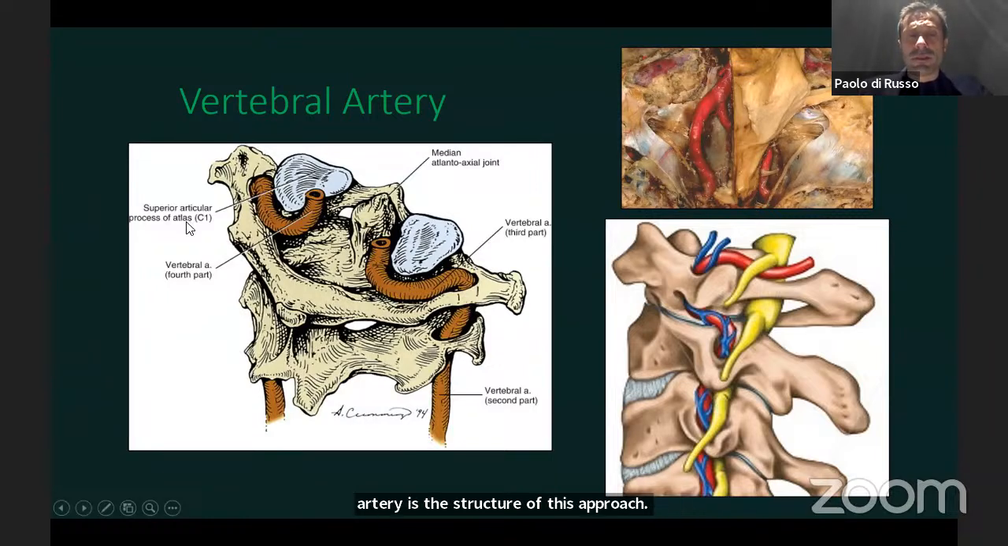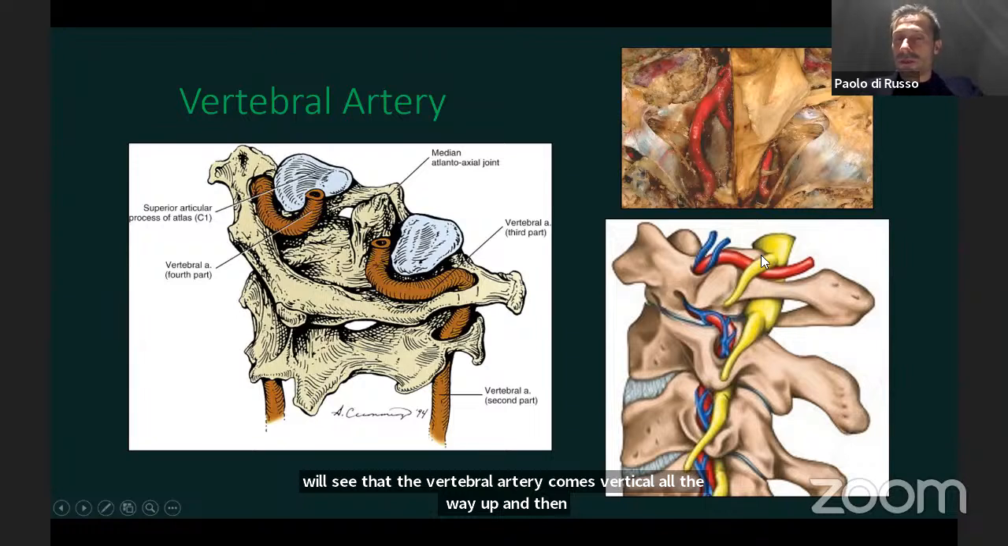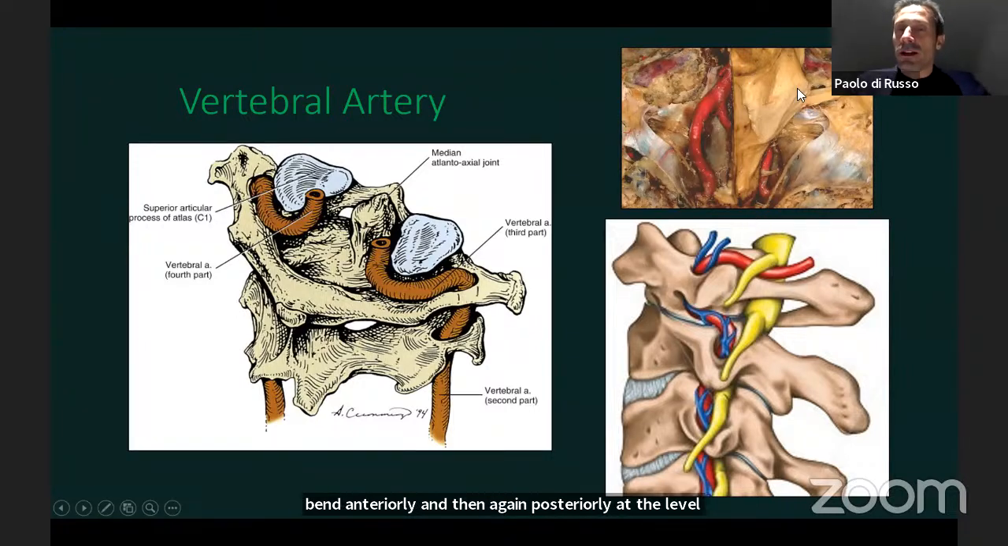As you can see here, you have this nice cartoon that shows you the sulcus of the vertebral artery on the C1 posterior lamina. From a lateral view, you will see that the vertebral artery comes vertically all the way up, then bends anteriorly, and then again posteriorly at the level of C2 and C1. So this anatomy is particularly complex and may create some problems during surgery, mostly the segment around C2. And this is the view on top, in the corner on the right side.